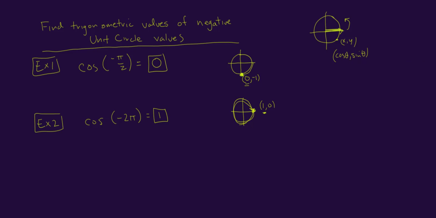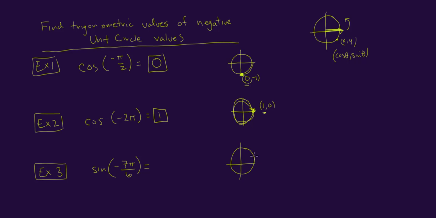Okay, why don't you try one on your own now? Try sine of negative 7 pi over 6. Assuming you took a second here and paused the video and saw if you could get this on your own, let's do it together. Okay, draw a unit circle.